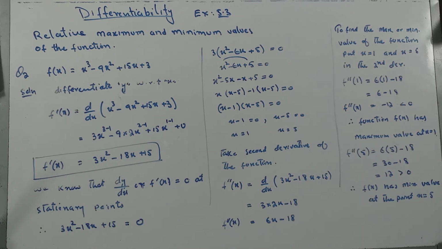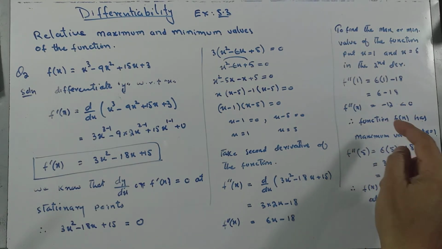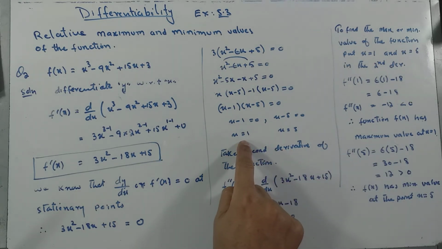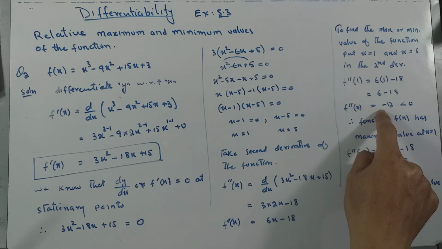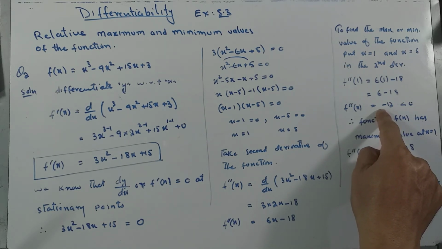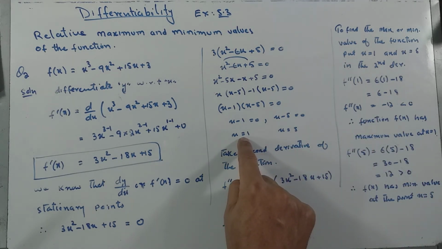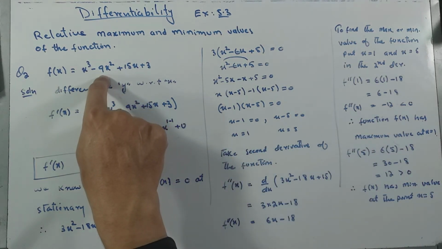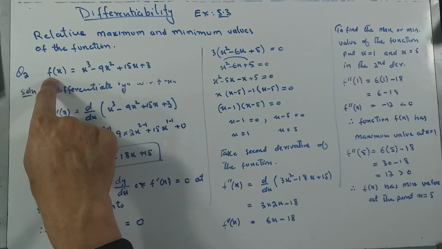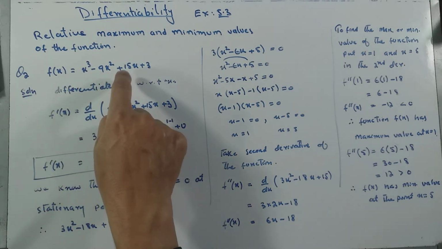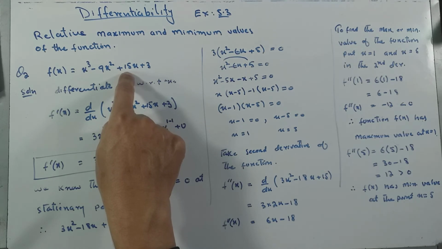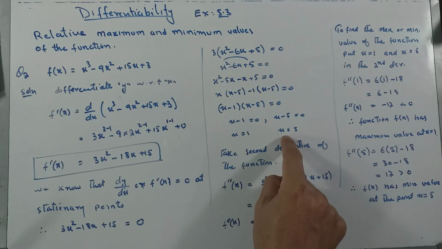Now to find the maximum value, it is for x is equal to 1, because the second derivative is minus 12, which is less than 0, therefore it has a maximum value. How to find the maximum value? By putting x is equal to 1 in this function, we will get f of x equal to something. That will be the maximum value, and for the minimum value we will put x is equal to 5.